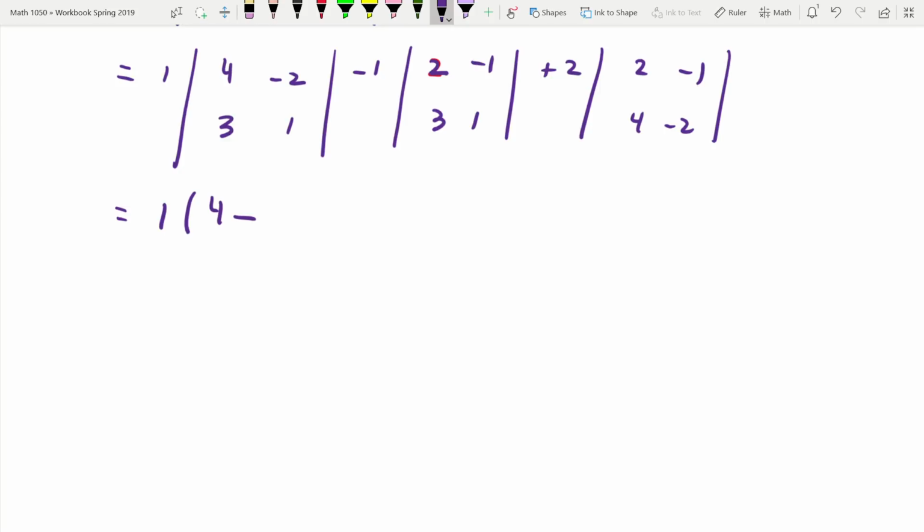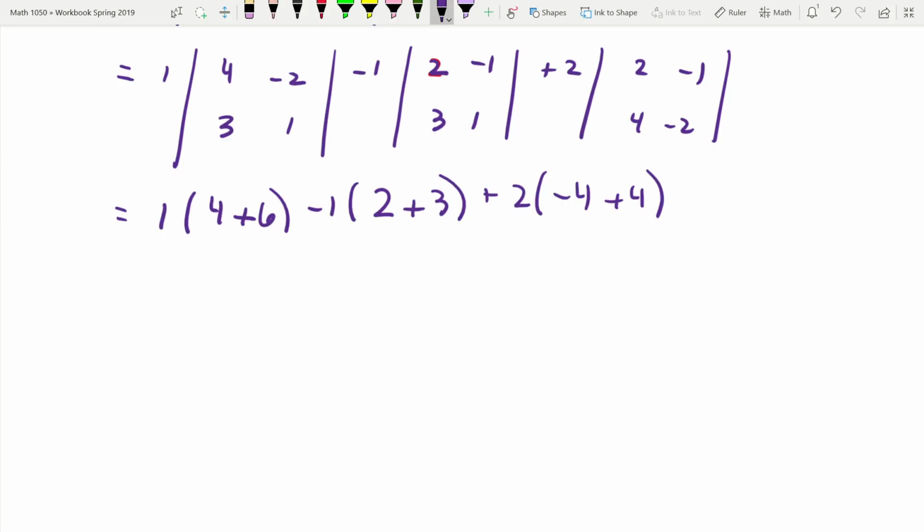4 times 1 is 4, minus... I'm teaching to an empty classroom, so she walked in to say hi. 3 times negative 2 is a negative 6, minus a negative 6 is a plus 6, minus 1 parenthesis, 2 times 1 is 2, minus 3 times negative 1, that's a negative 3, minus a negative 3 is a plus 3, then you have a plus 2, 2 times negative 2 is negative 4, minus 4 times negative 1 is a negative 4, minus a negative 4 is a plus 4.